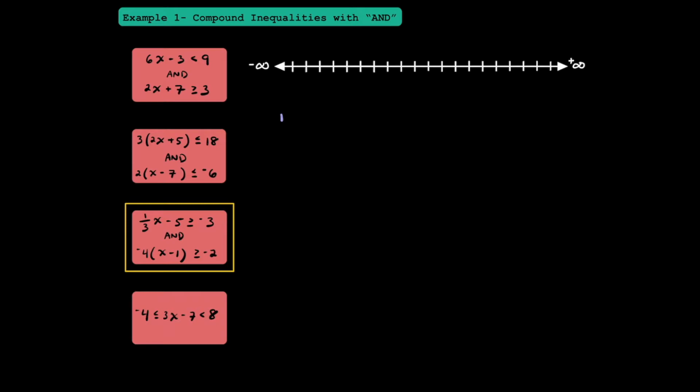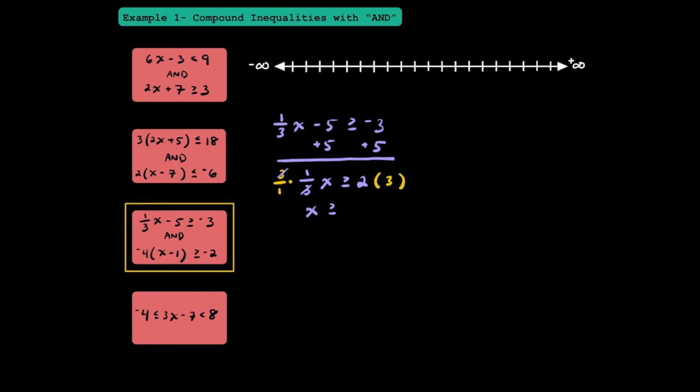Let's try another. Here we have 1/3 x minus 5 is greater than or equal to negative 3. I'm going to start off by adding 5 to both sides here to isolate the 1/3 x. Negative 5 plus 5 is 0, so we're just going to be left with 1/3 x is greater than or equal to positive 2. To get rid of this 1/3, I'm going to multiply the left side by 3 and the right side by 3, so we're just left with x is greater than or equal to 6. Any values that are 6 or greater are going to satisfy this inequality.